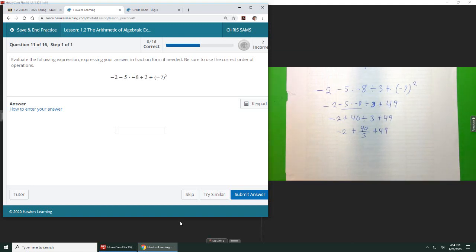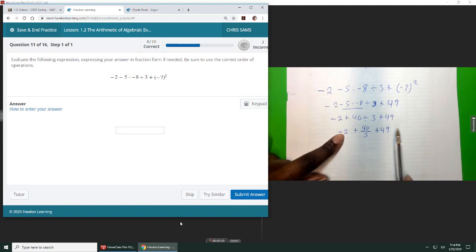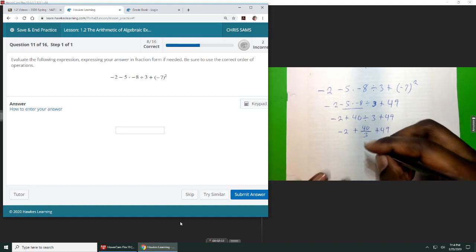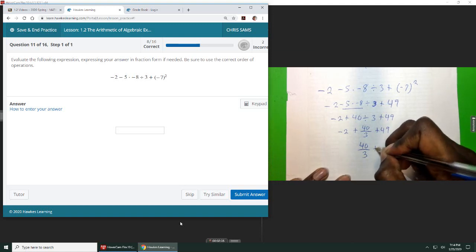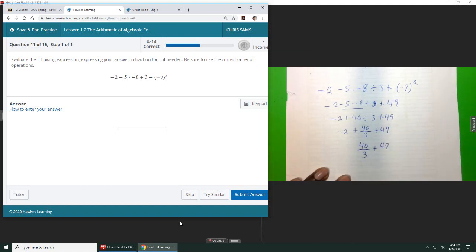And then you can do one of two things. Get a common denominator between all of these and then do the math. Or you can combine these whole numbers and then just get a common denominator between those two left. So I'm going to do that. I'm going to take 2 away from 49, and then that will leave me with 40 over 3, and this will be plus 47, and then a common denominator between these two terms.